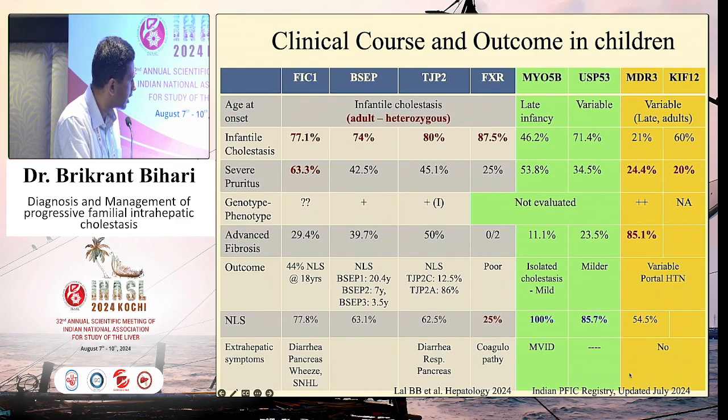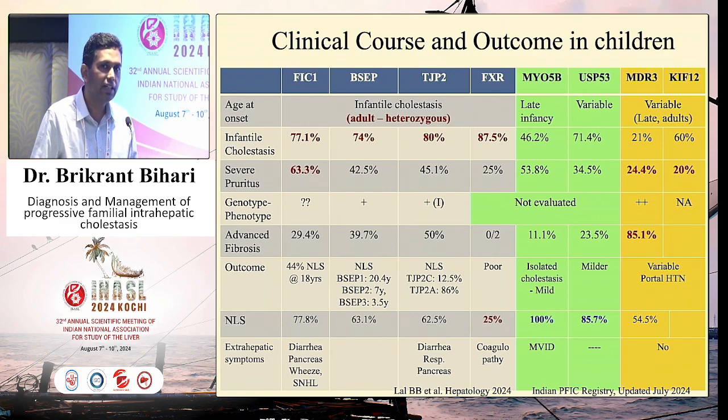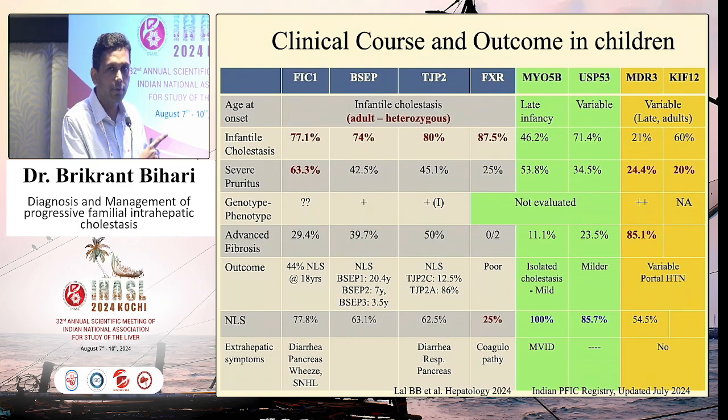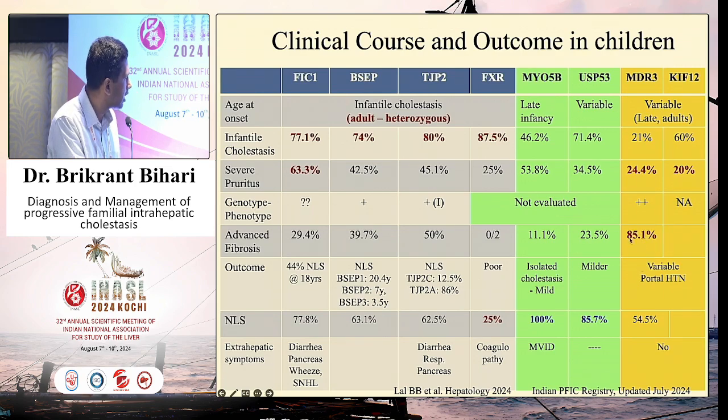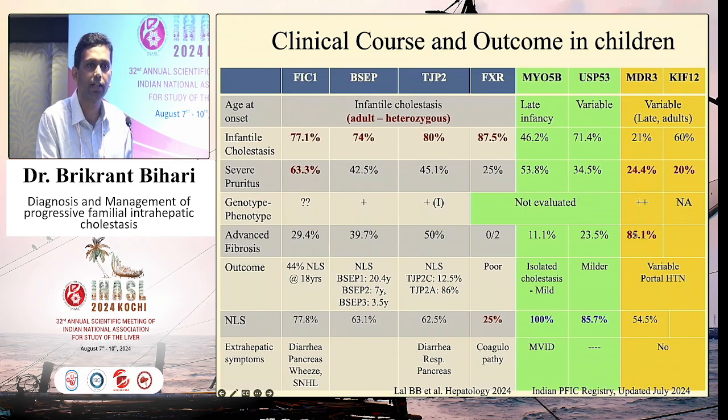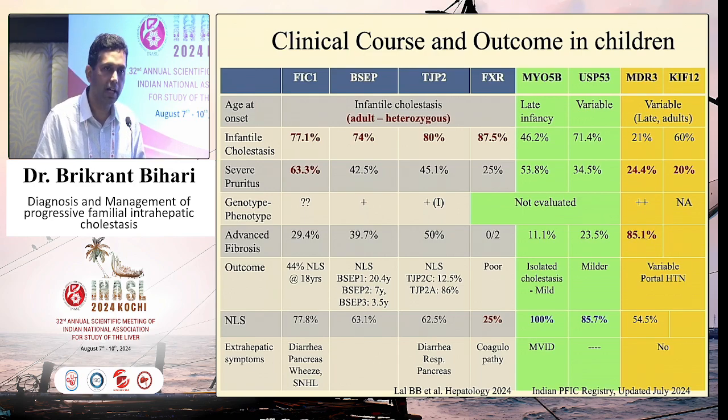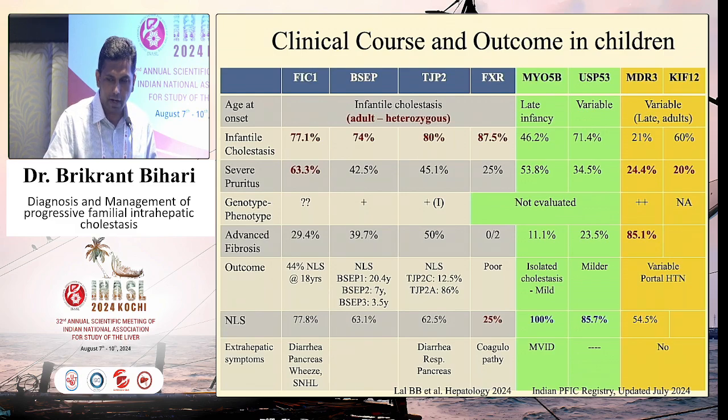You can see the native liver survival is 100 to 86% till the last follow-up. In contrast, if you see the outcomes of BSEP, FIC1 and so on, only 20 to 50% make it beyond 10 to 15 years of life, and in FXR the mortality is very high. Now coming to the yellow part, that is important: MDR3 and KIF12 can present at any time. In fact, 30 to 40% of MDR3 or KIF12 will present in early adulthood, after 18 years of life. They will not have that severe pruritus, only 20%, but they will have severe portal hypertension. Advanced fibrosis was present in 85% of MDR3 in the registry data that we have. So this is how MDR3 and KIF12 are different in age of onset and advanced fibrosis.